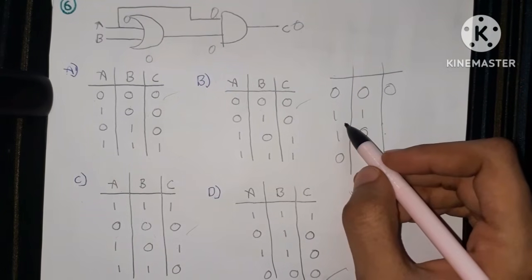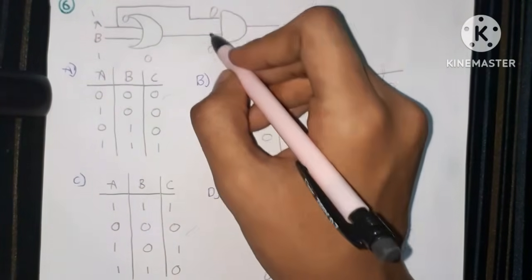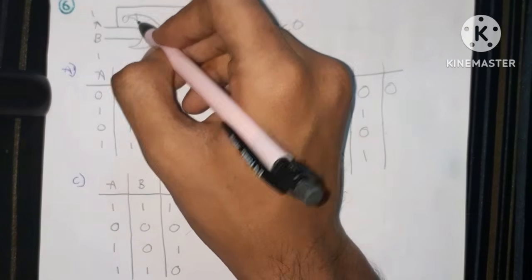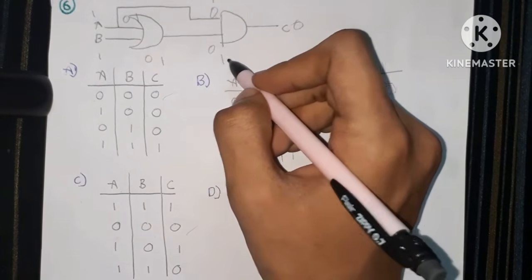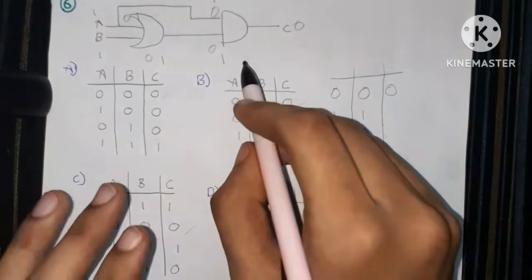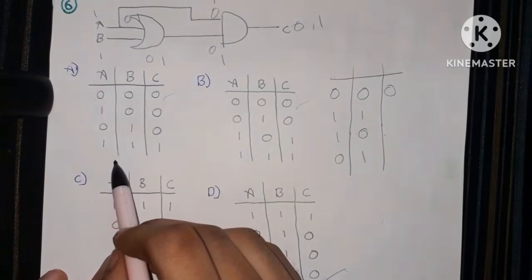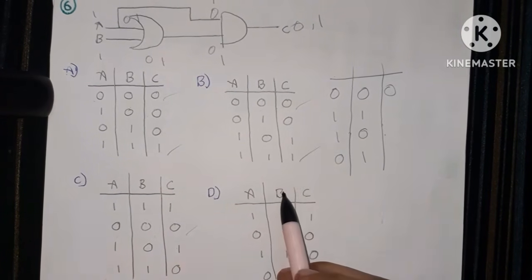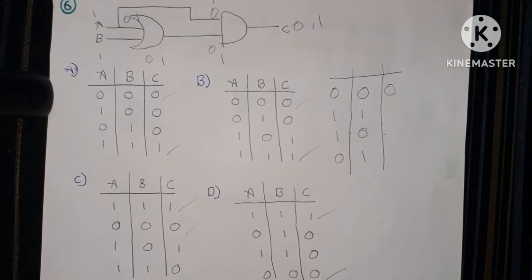Next, we will check for 1 and 1. We will give 1 and 1 as an input. The 1 will go like this, and the 1 and 1 will go like this. We will get 1 here and 1 here. 1 and 1 for the AND gate, the output will be 1. Now check here. 1 and 1 is 1, the option stays. We cannot eliminate the options yet.